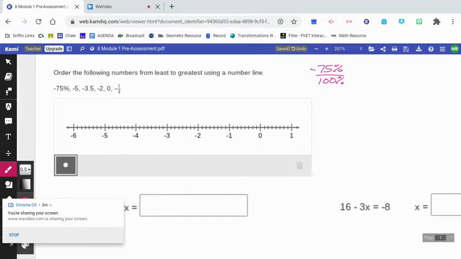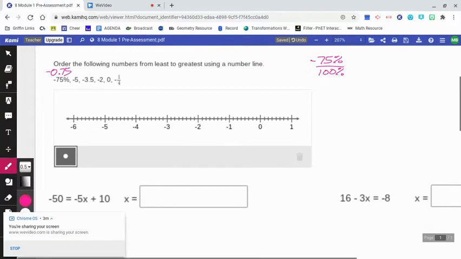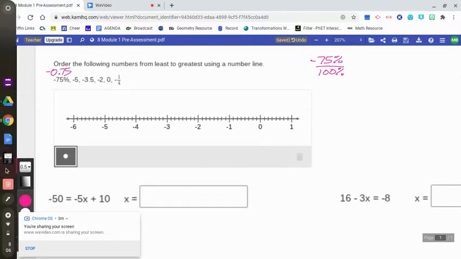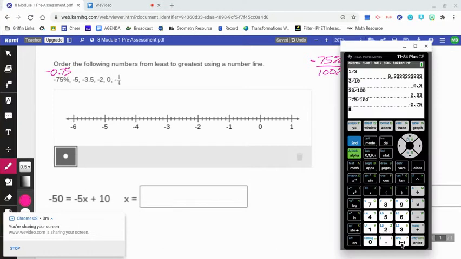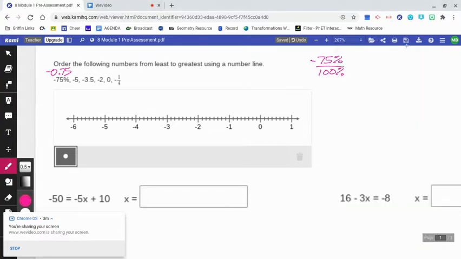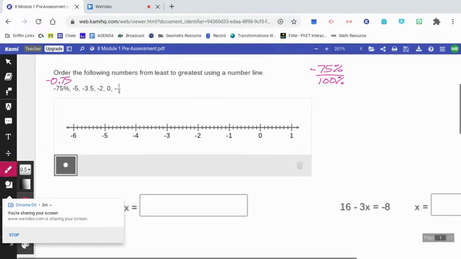So I've got negative 0.75. And then negative 5 can stay the way it is. Negative 3.5 can stay the way it is. Negative 2 can stay the way it is. 0 can stay the way it is. If you're not sure the decimal value of 1/4, it is okay to utilize your calculator. That is a negative 1/4. So I've got negative 1 divided by 4, and I can see that that is negative 0.25. So I've got negative 0.25.